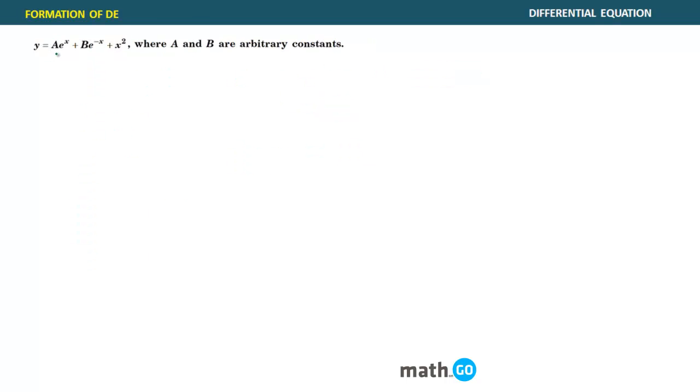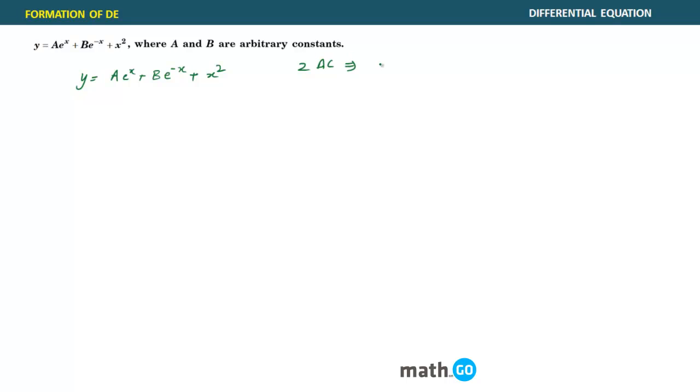Let's take the other one. It says you have to find the differential equation when this is the relation given to you: y is equal to a into e raised to power x plus b into e raised to power minus x plus x square, where a and b are arbitrary constants. So two arbitrary constants, two ACs.